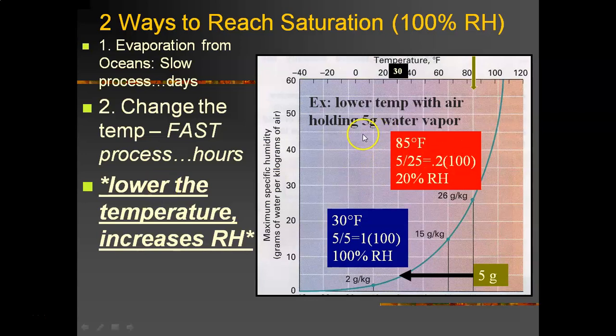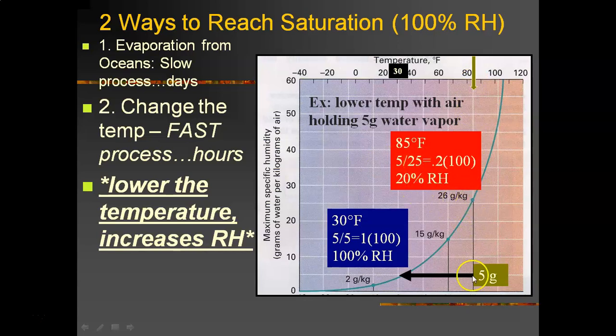And so what we're going to do is lower the temperature in a day. As you know, we've got the warmest temperatures usually in the afternoon, and then temperatures decline overnight, and by sunrise we have our lowest temperature. So we're going to have kind of an extreme example here. We're going to start with 85 degrees, all right? And we're going to just round off 26 grams to 25 grams.